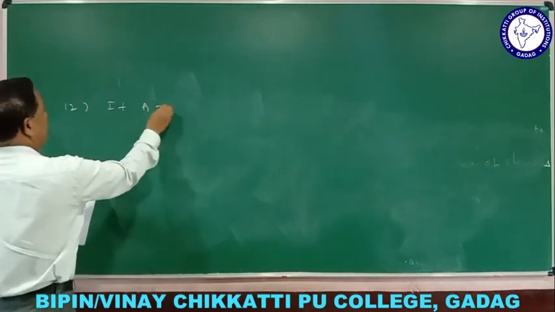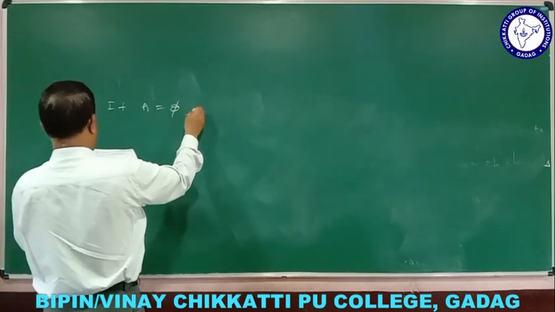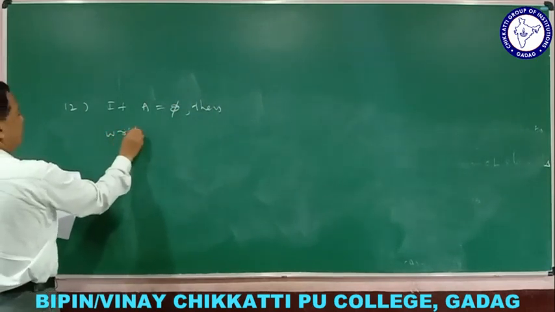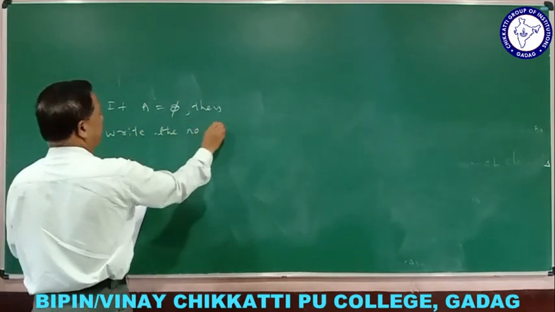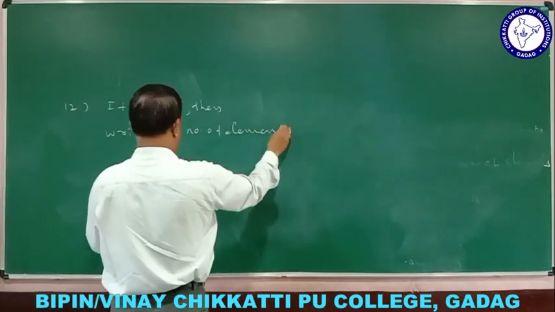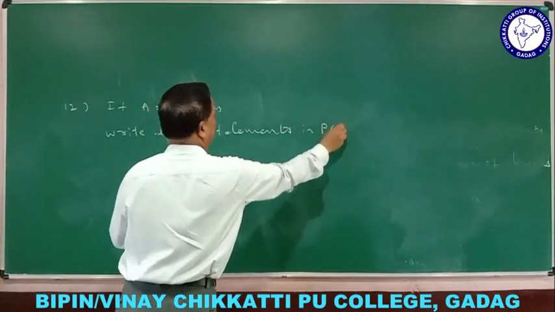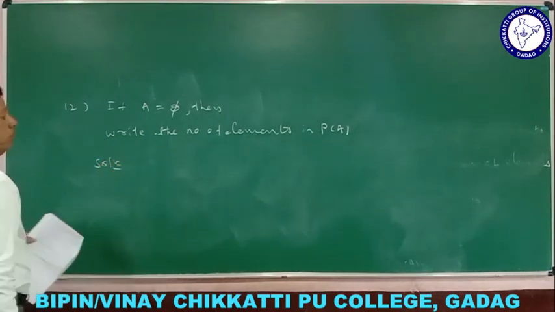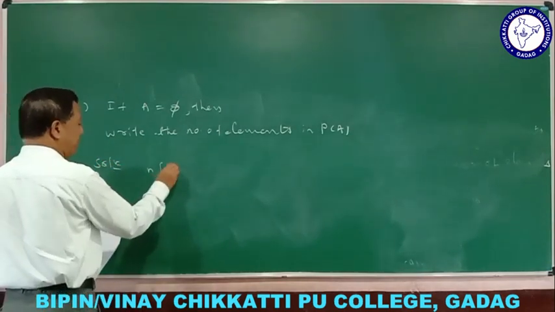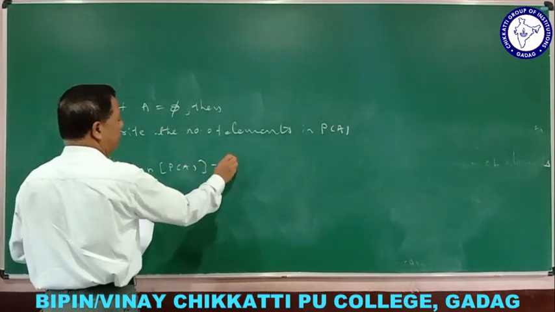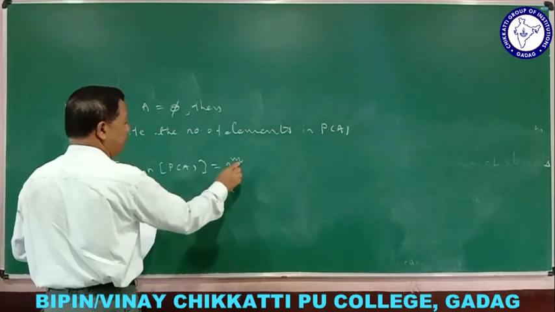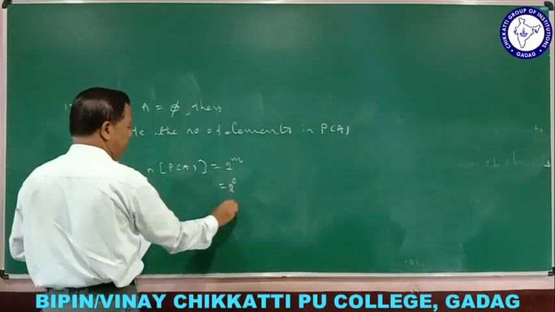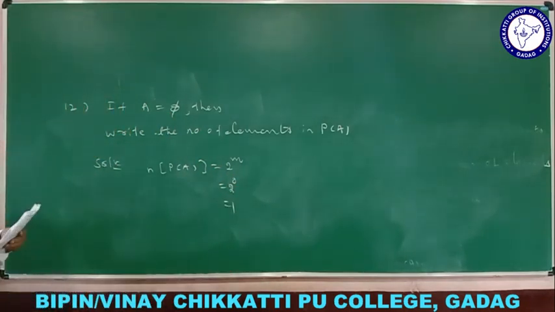Number 12. If A is equal to the null set, that is an empty set, then the question is: write the number of elements in P of A. N of P of A we write. What is the formula? 2 raised to m, and m is the number of elements in A. How many elements are there in A? Null set, no element. No element means 0. That becomes 2 raised to 0, that is 1.